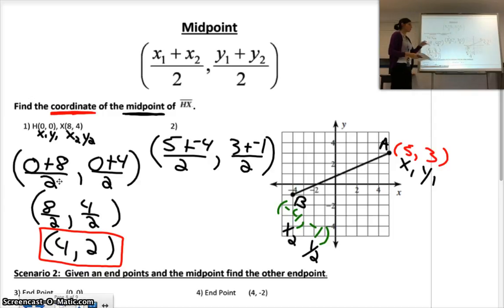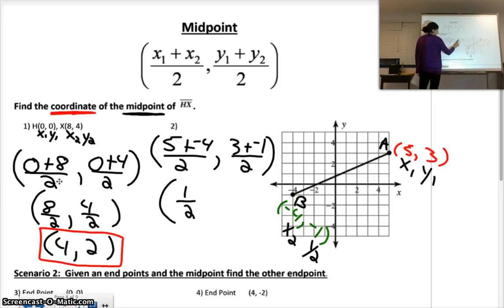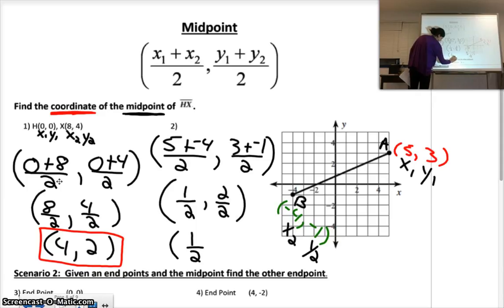Watch your signs, use the calculator. 5 plus -4 is 1 over 2. 3 plus -1 is 2 divided by 2. Now, 1 over 2 can't be simplified, so we're going to leave this 1 over 2, but 2 over 2 is simply 1. So the midpoint of this segment AB is 1/2, comma, 1. Or if you use decimals, you could have written it as 0.5, comma, 1. That would be acceptable as well.